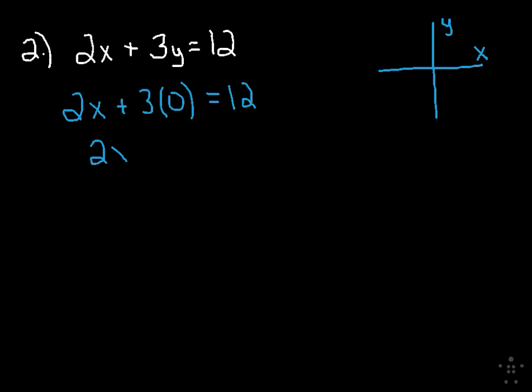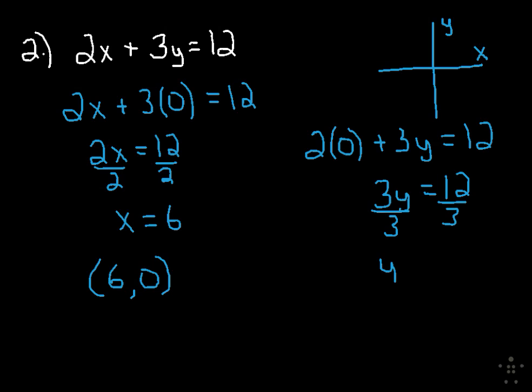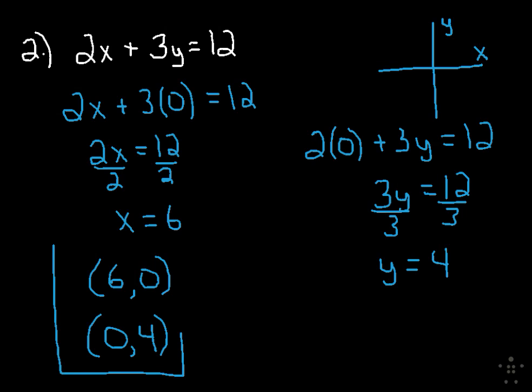And so you have 2x is equal to 12, divide both sides by 2, x is equal to 6. So when y is equal to 0, x is 6. So (6, 0) is called the x-intercept. Now to find the y-intercept, you simply let the x be 0. So 2 times 0 plus 3y is equal to 12, and you solve for y. So 3y is equal to 12, divide both sides by 3, y is equal to 4. So when x is 0, y is 4. Our x-intercept is (6, 0), and our y-intercept is (0, 4).